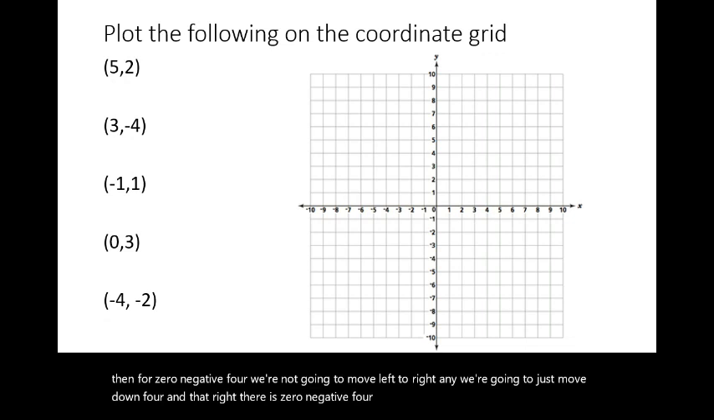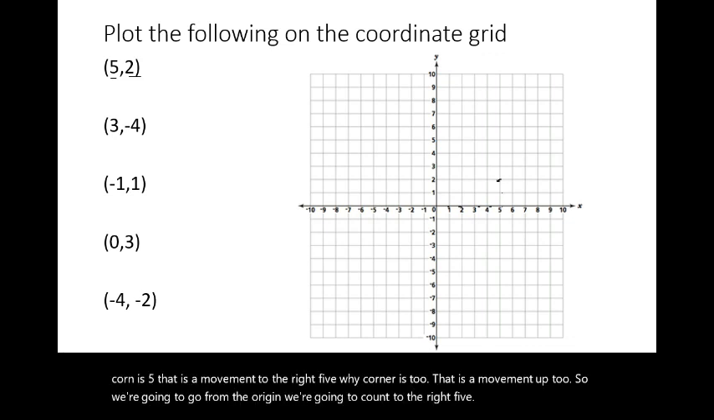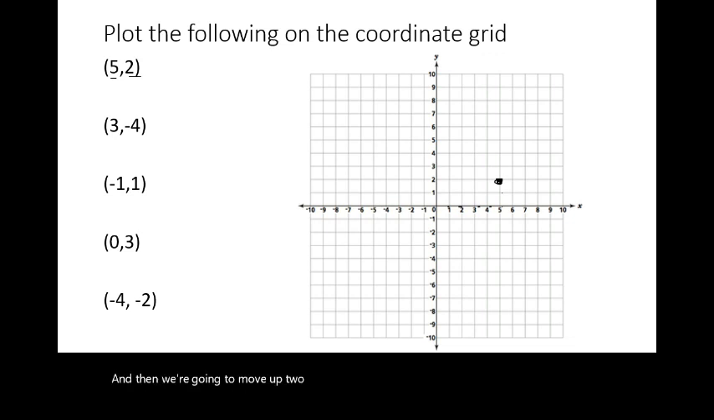So then we're going to plot each of these. If you would like to attempt these on your own, please just pause the video and then resume when you are finished. So then for 5, 2, the x-coordinate is 5. That is a movement to the right 5. Y-coordinate is 2, that is a movement up 2. So we're going to go from the origin, we're going to count to the right 5, and then we're going to move up 2, and that is our point.